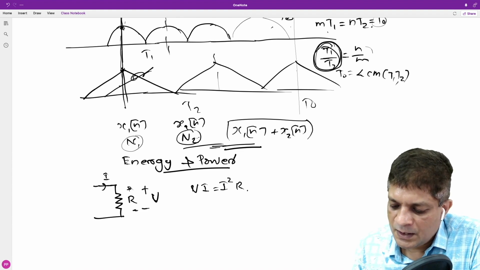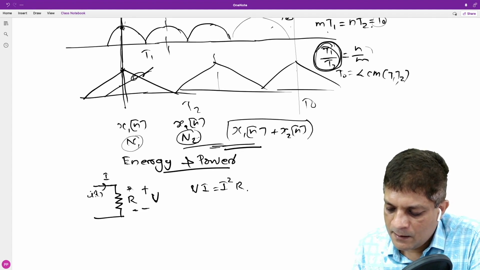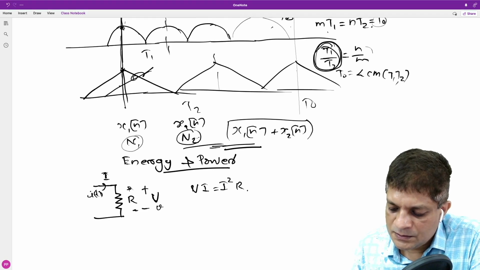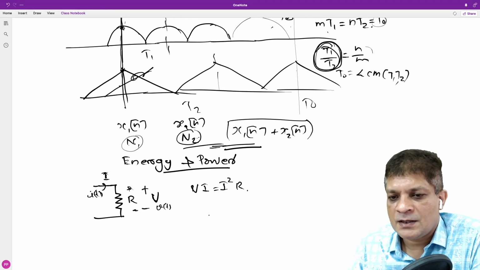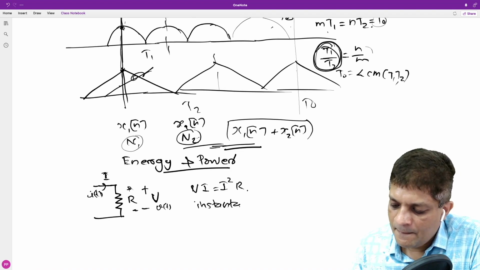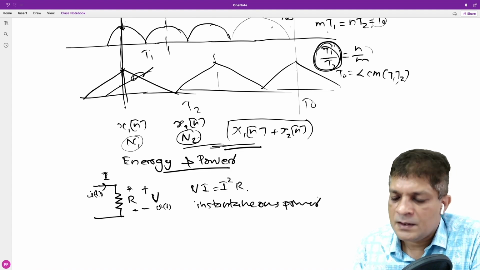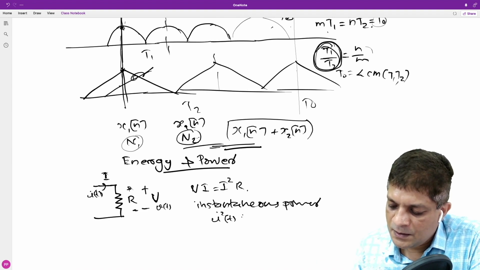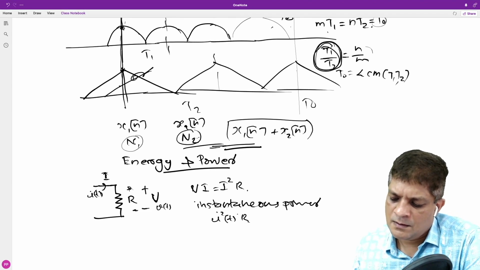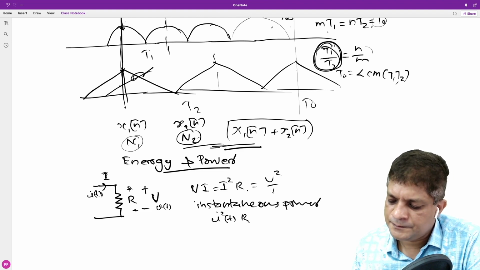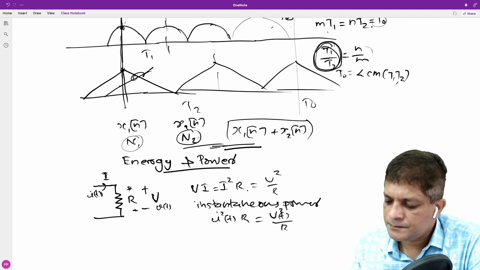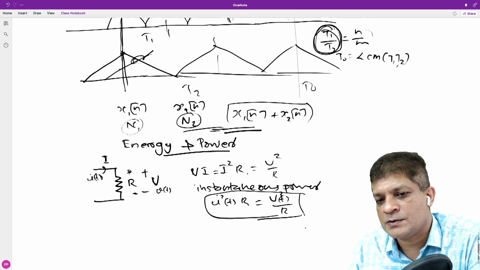Now, here we assume that it is a constant current. If we consider this as a time varying signal, a current i(t) and voltage v(t), then we can say that the instantaneous power, meaning the average power at any particular instant of time, is i square(t) R. That is the instantaneous power, isn't it?